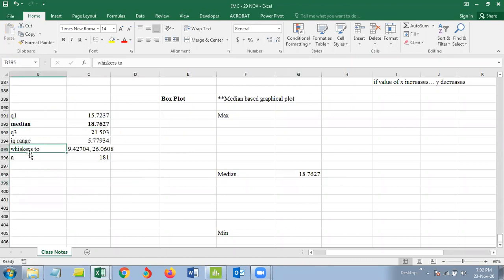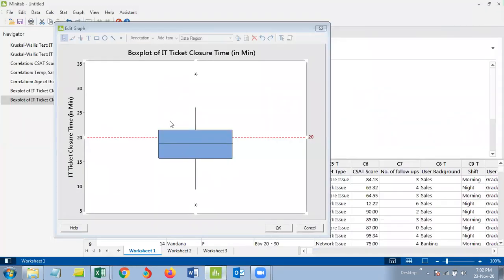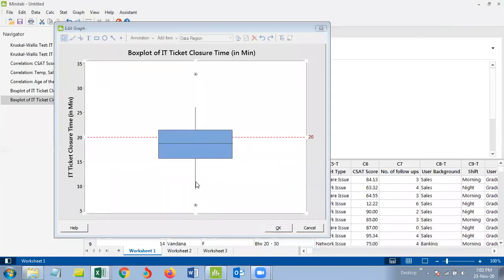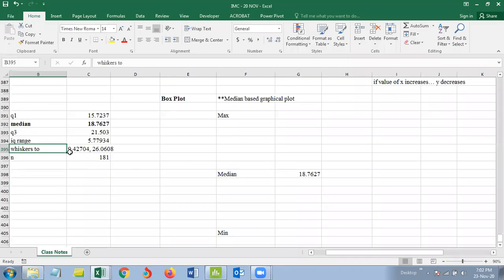Now, whiskers. Box plot is also known as box and whiskers plot. You call it box plot or box and whiskers plot, the meaning is the same. The whiskers are the tails, the bottom tail and the upper tail. So it gives you the minimum value in your data, which is 9.42704. And similarly, it gives you the maximum value, which is 26.0608. That's what it tells you.